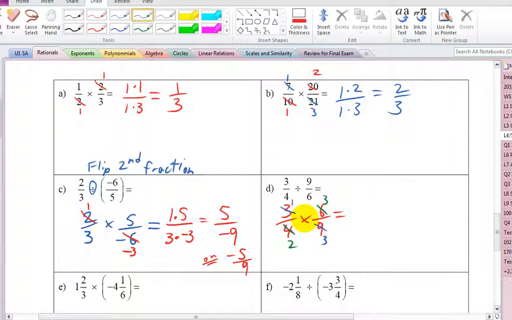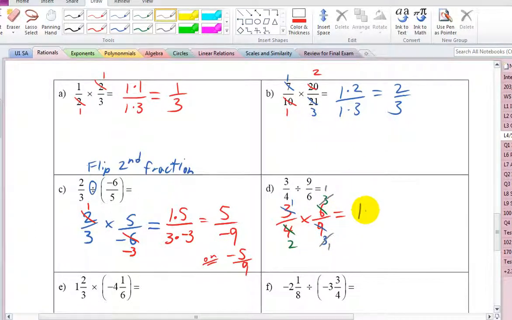Oh, this one's kind of tricky. How many people see one more thing that I can cancel? What do you see, Xander? Yeah, so this can go to a 1 and a 1. They both divide by 3. Okay, that's because this fraction, 6/9, is in the lowest terms.